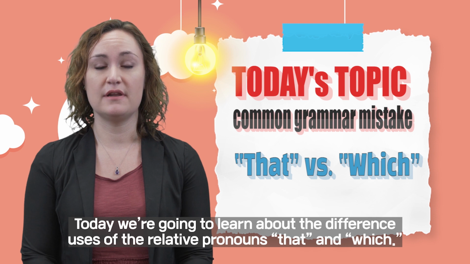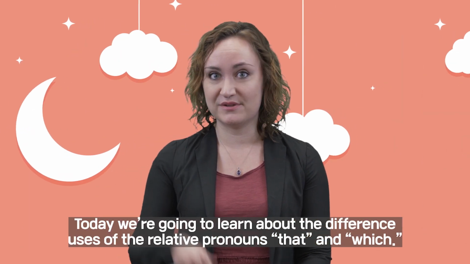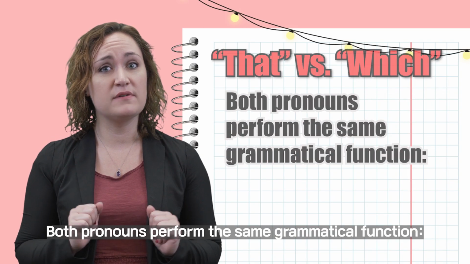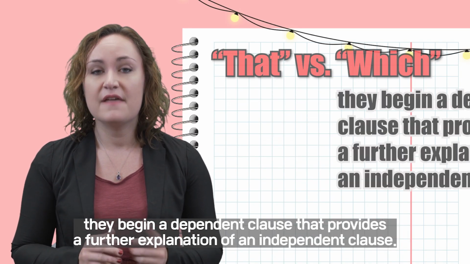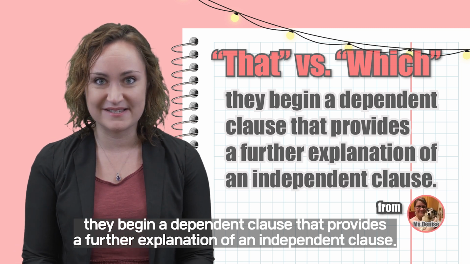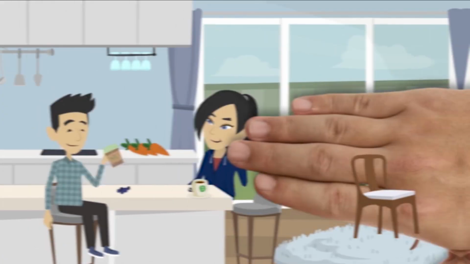Today we are going to learn about the different uses of the relative pronouns that and which. Both pronouns perform the same grammatical function. They begin a dependent clause that further provides an explanation for an independent clause. Let's look at some examples.